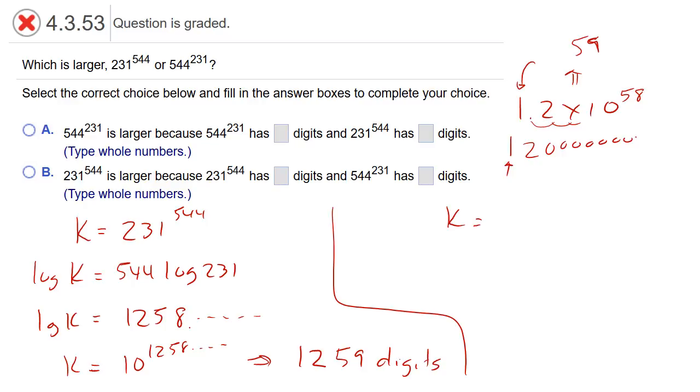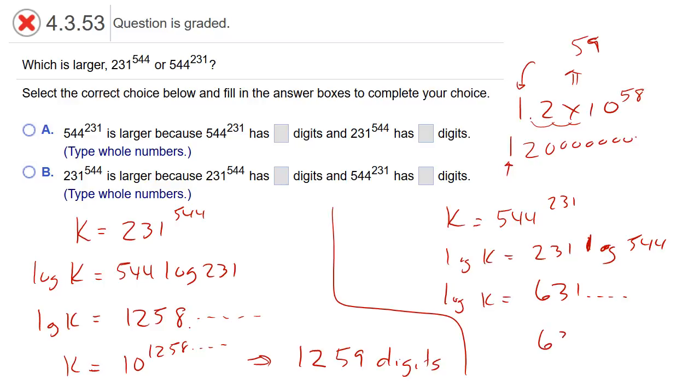The other side is going to be 544 to the 231. Okay, log of that number. Skipping a few little steps here, which I think you guys know to do. And then what we do is we get this to be 631 with change. I don't even need to go any further because then this number has 632 digits as I finally get into scientific notation. So which one is larger? This is larger. And the reason for it is because it has 1,259 digits. This one only has 632 digits.